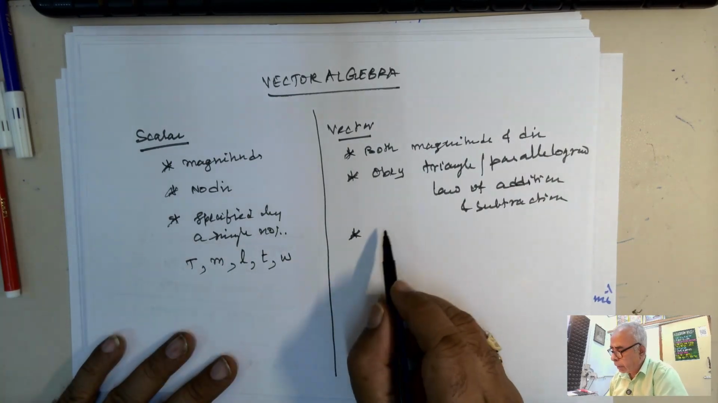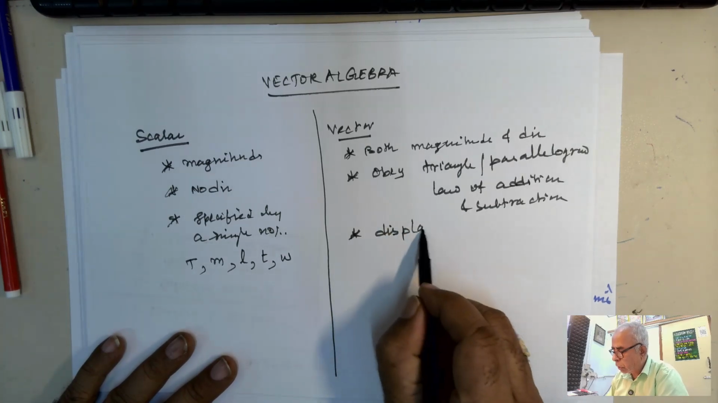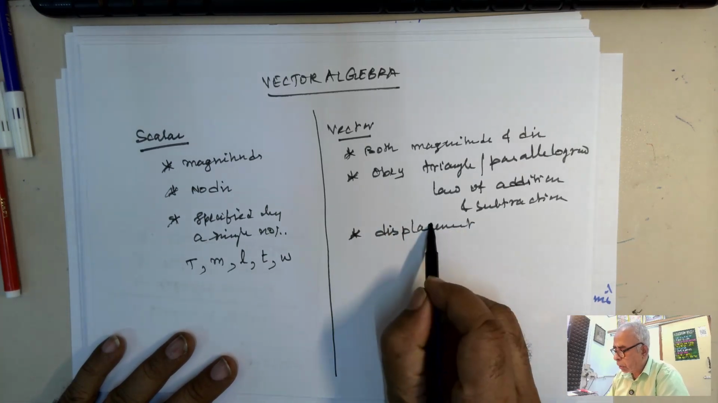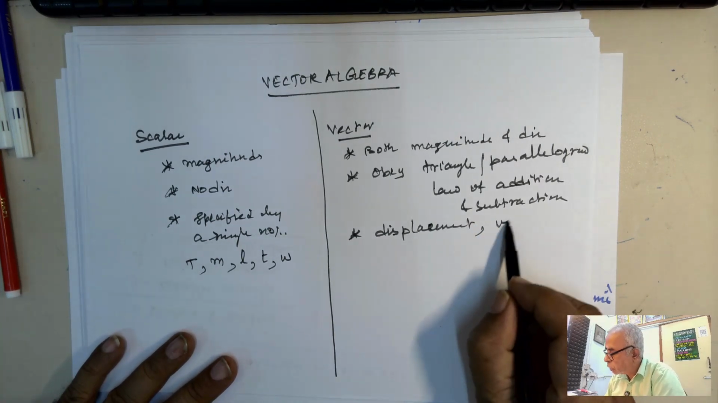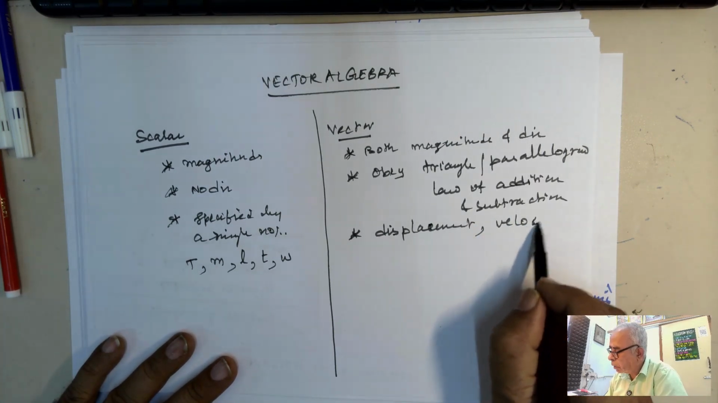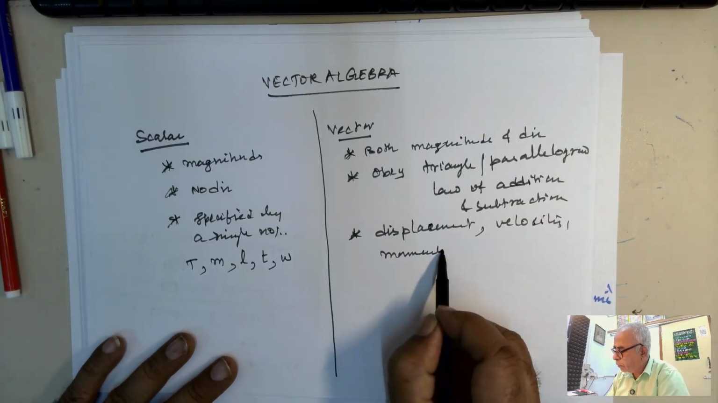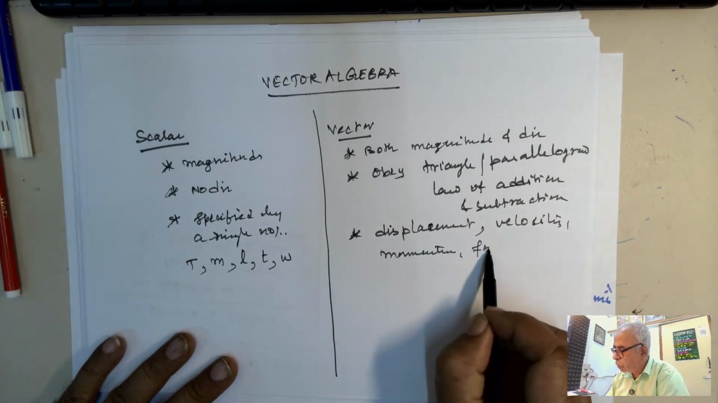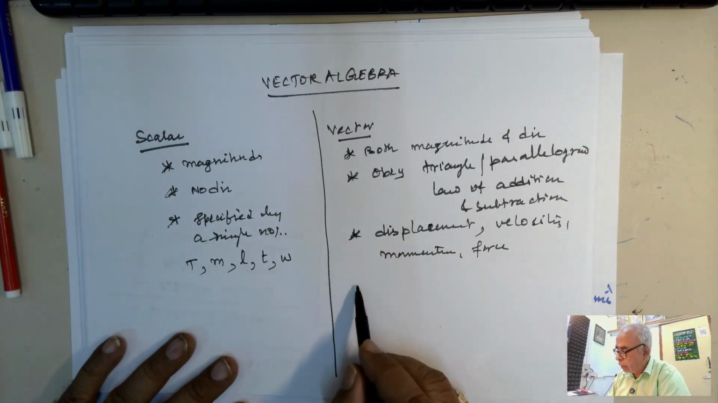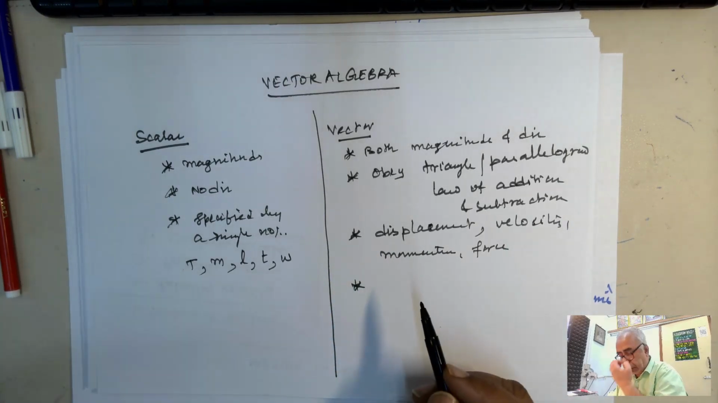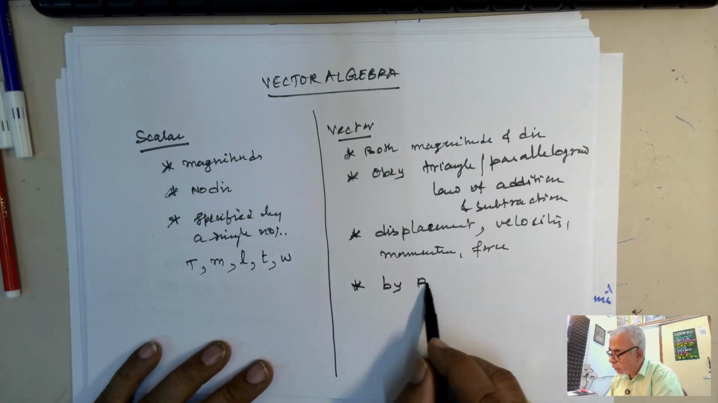And we can cite examples like displacement, velocity, momentum, force, etc. Usually in your printed books, the vectors are indicated by bold letters.